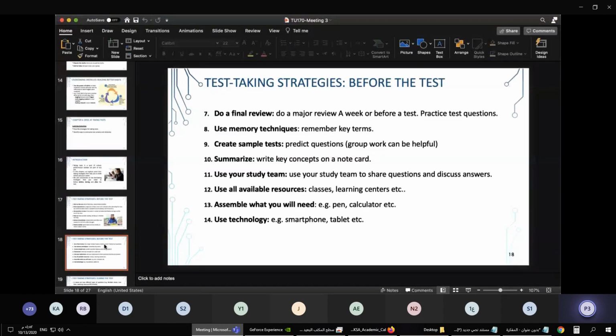Practice test questions. Use memory techniques. Remember key terms. Create sample tests. Summarize. Use your study team. Work in a group study. Use all available resources: classes, learning centers, LMS, CLMS, ebook, for example. All these are resources. Assemble what you will need for the test: pen, calculator, and so on. Use technology, smartphone, tablet. Yes, that would help.